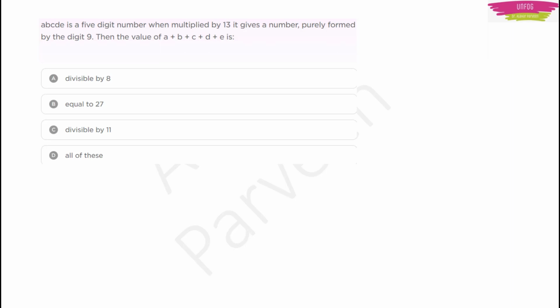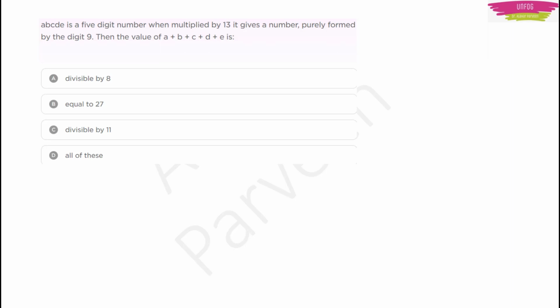Now they can ask you a question like this in your HSTR exam, or even in KREIS. ABCD is a 5-digit number. When multiplied by 13, it gives a number purely formed by the digit 9. Then the value of A plus B plus C plus D plus E is, they have given you 4 options. The number only has the digit 9, no other digit. Now you have to find the value of A plus B plus C plus D plus E.